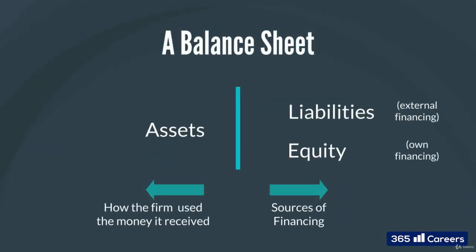On the right side, we have liabilities and equity, which are the firm's sources of financing. Liabilities are other people's money, and equity is our money. On the left side, we have the firm's assets, the things that it has bought with the money that it received. Given that we are thinking about the same amount of money on both sides, it is only natural that one side is equal to the other.